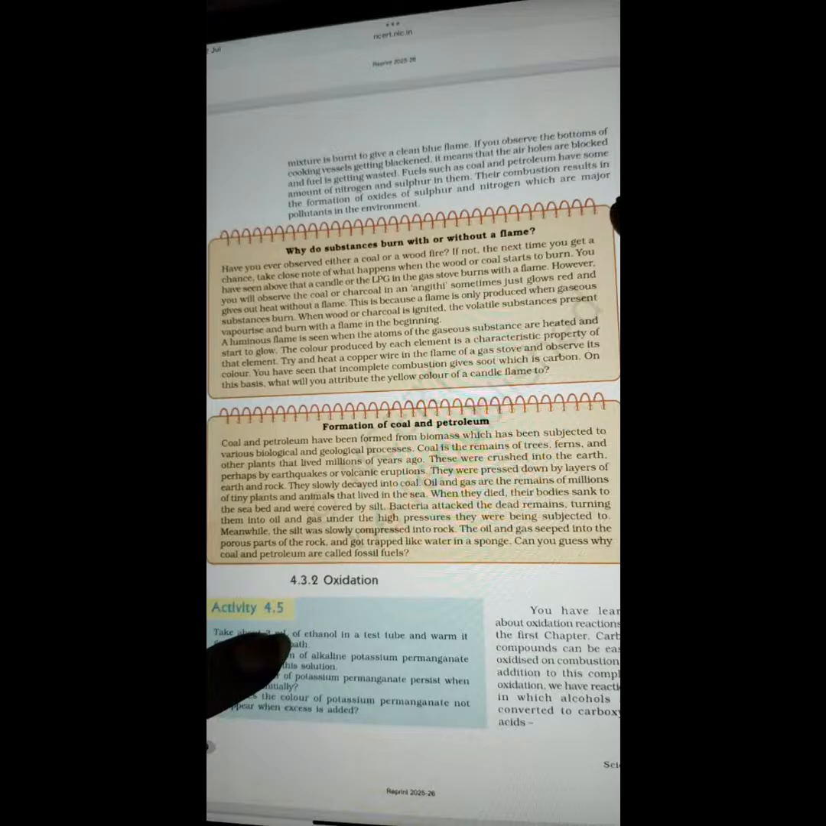They slowly decayed into coal. Oil and gas are the remains of millions of tiny plants and animals that lived in the sea. When they died, their bodies sank to the seabed and were covered by silt. Bacteria attacked the dead remains, turning them into oil and gas under the high pressures they were being subjected to. Meanwhile, the silt was slowly compressed into rock. The oil and the gas seeped into the porous parts of the rock and got trapped like water in a sponge. Can you guess why coal and petroleum are called fossil fuels?